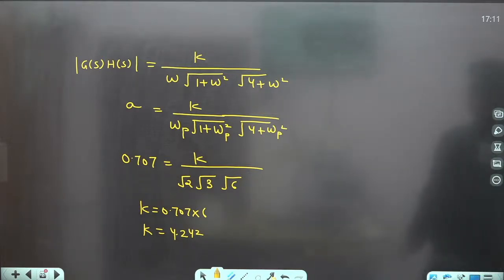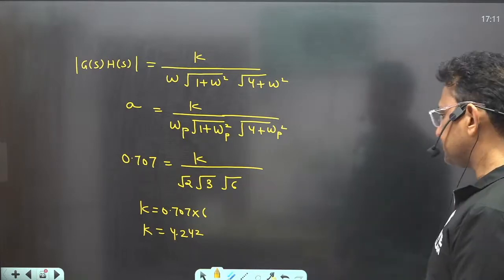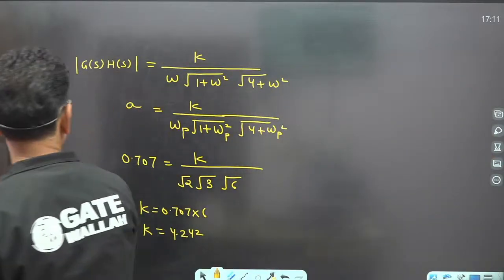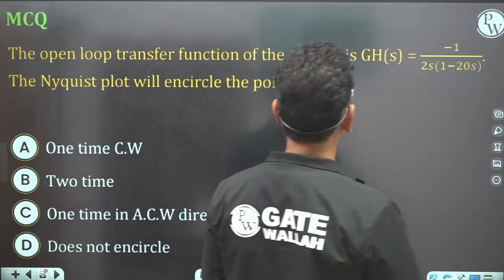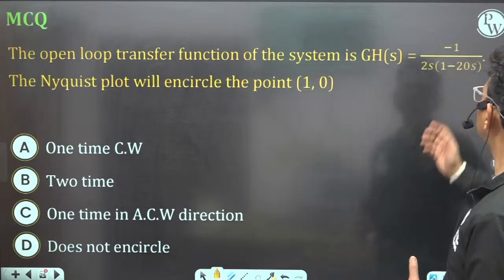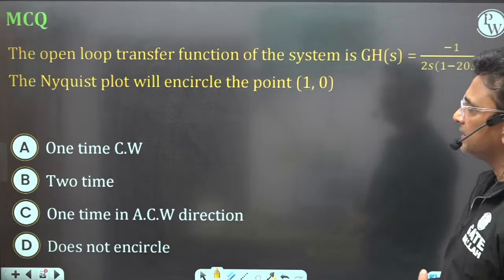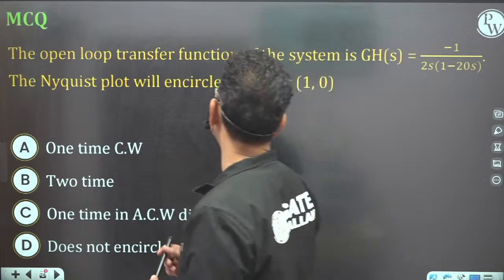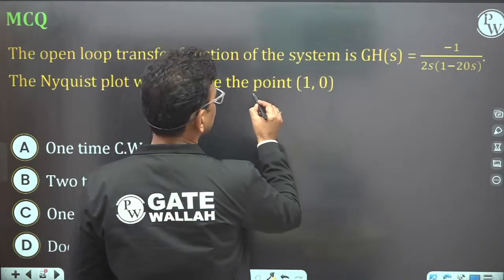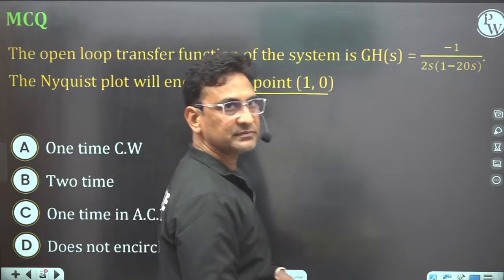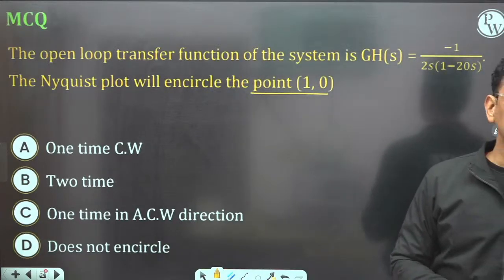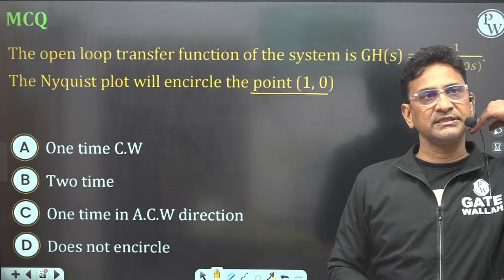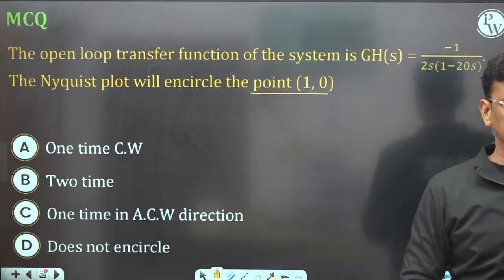Okay. Now move to the next question. The system whose open loop transfer function is -1 upon 2s(1 minus 20s). The Nyquist plot will encircle the point 1, 0, not -1, 0, it is 1, 0, the point which lies on the right hand side of the S plane. How many times is the Nyquist plot encircling the point 1, 0?